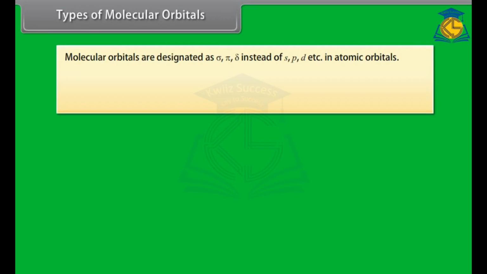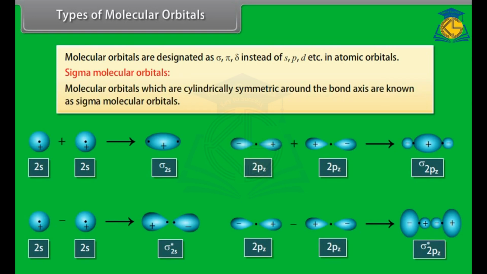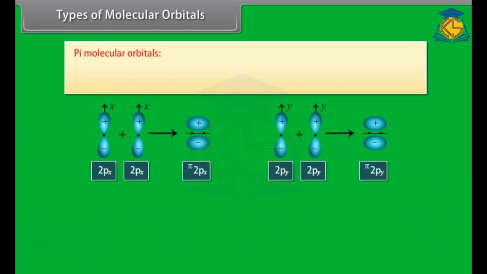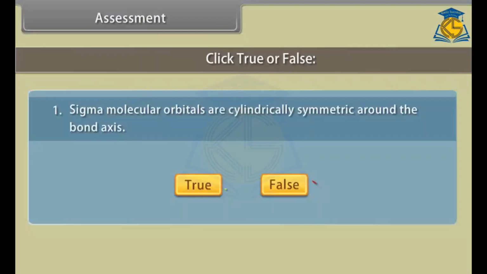Types of molecular orbitals. Molecular orbitals are designated as sigma, pi, delta instead of s, p, d, etc. in atomic orbitals. Sigma molecular orbitals. Molecular orbitals which are cylindrically symmetric around the bond axis are known as sigma molecular orbitals. Pi molecular orbitals. These orbitals are formed due to lateral overlap between two p orbitals along the perpendicular direction of the bond axis. Electronic configuration and molecular behavior.